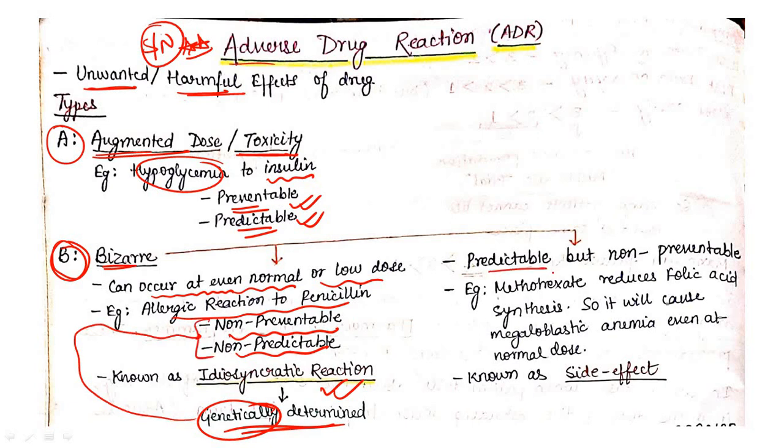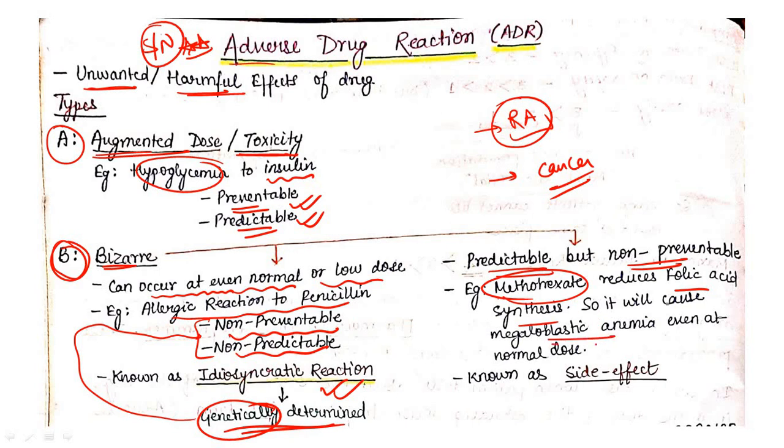Now, the second group is predictable but non-preventable. Example, such as methotrexate. Methotrexate reduces your folic acid synthesis. We discussed methotrexate in the rheumatoid arthritis video, and we also discussed the drug in cancer. So we usually combine methotrexate with folic acid because methotrexate reduces folic acid synthesis. Clear? So methotrexate will cause megaloblastic anemia even at normal dose, and the predictable and non-preventable harmful effects are known as basically side effects.